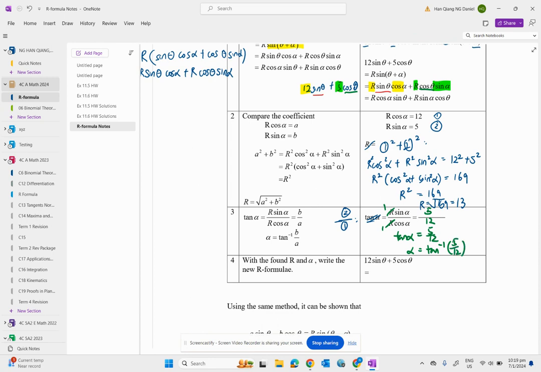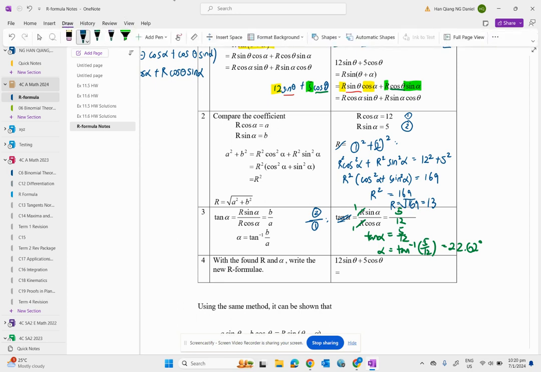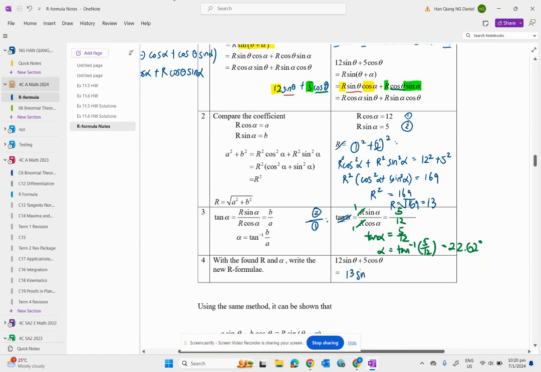Make sure if the question asks for degrees, so your answer is in degrees, you have to get your calculator to be in degree mode. And we get 22.62 degrees. So after we found the r and alpha, we have to answer the question and rewrite the new r formula. So I got my r is 13. I got 13 sine (theta plus 22.6 degrees), corrected to one decimal place.